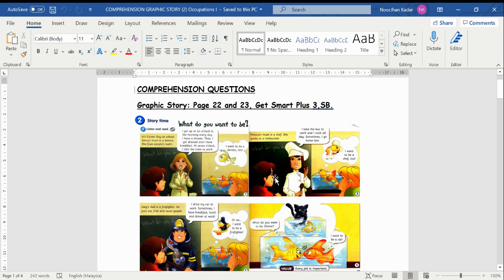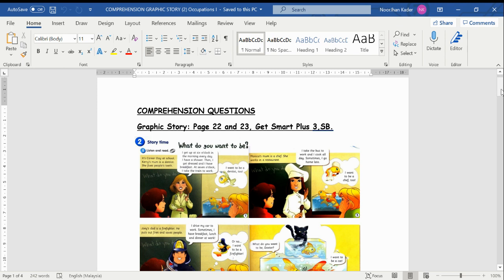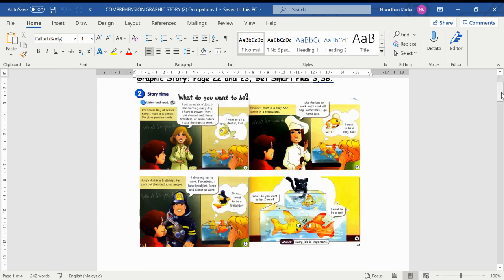Or we can also say how to write answers to comprehension questions for this visual storytelling. But I don't want you to get confused, so let's just get to the easy point where we will learn how to write answers to comprehension questions based on the graphic story, What You Want to Be. Okay, let's refresh our memory.